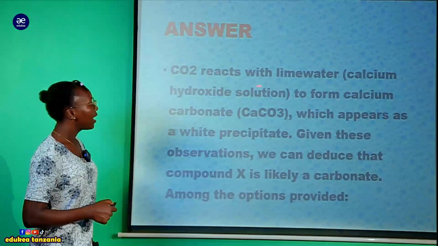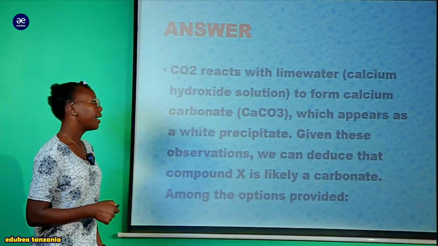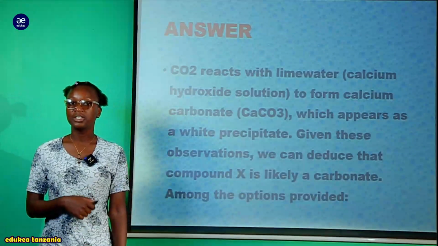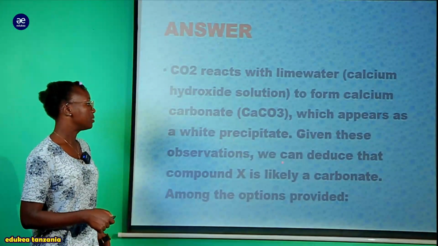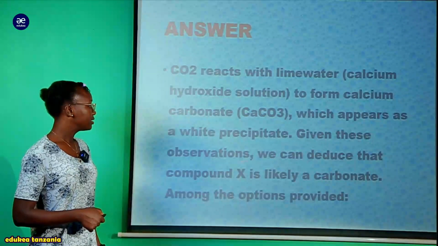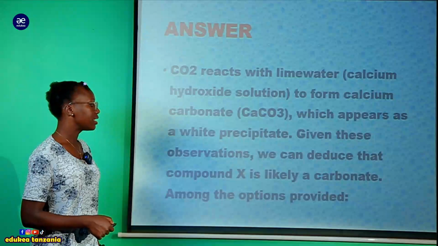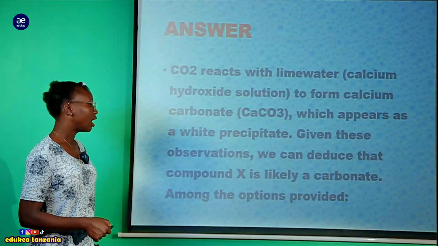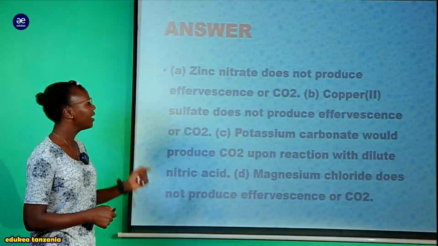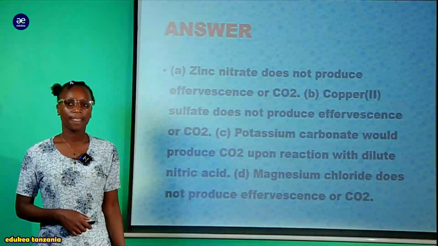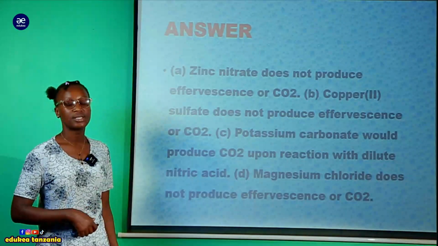So it reacted with the lime water au calcium hydroxide solution to form the calcium carbonate, which appears as a white precipitate. Given this observation, we can deduce that compound X is likely a carbonate among the options provided. Kati ya zile option ambazo tumepewa, ambapo tulikuwa na A ilikuwa ni zinc nitrate. Zinc nitrate does not produce the effervescences or carbon dioxide gas.